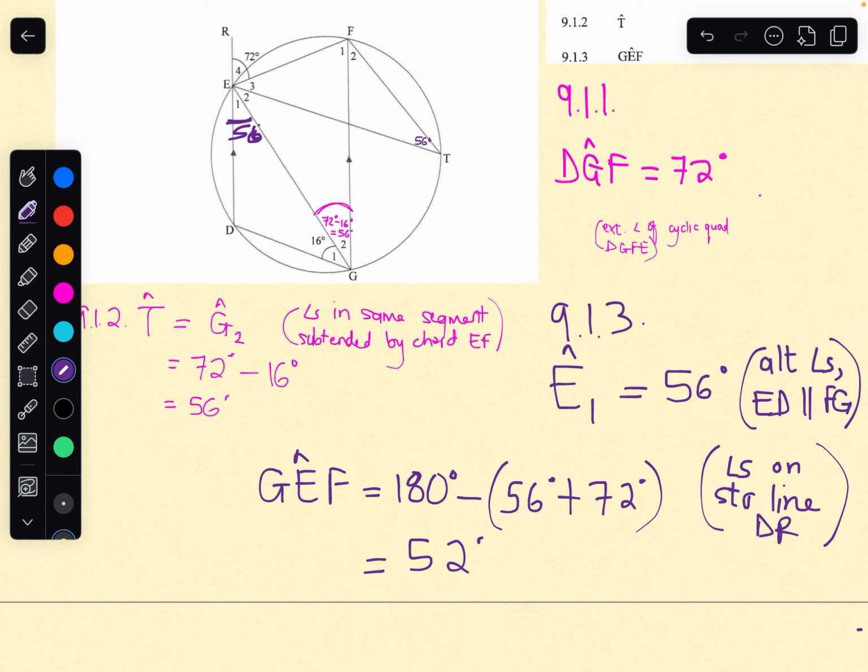Let's see what the memo thinks of our endeavors. So we have 72 degrees for the first one, good. Next one, 56 degrees, good. Last one, 52 degrees. Perfect.